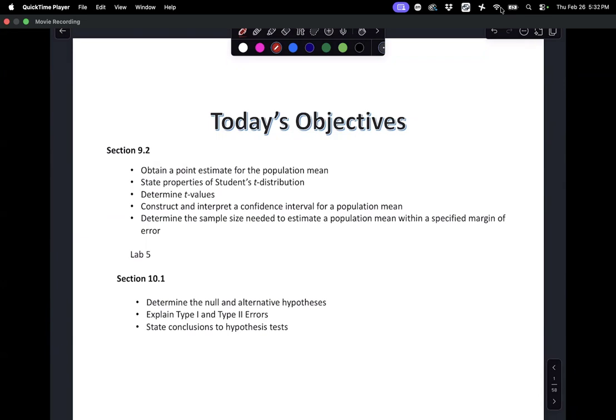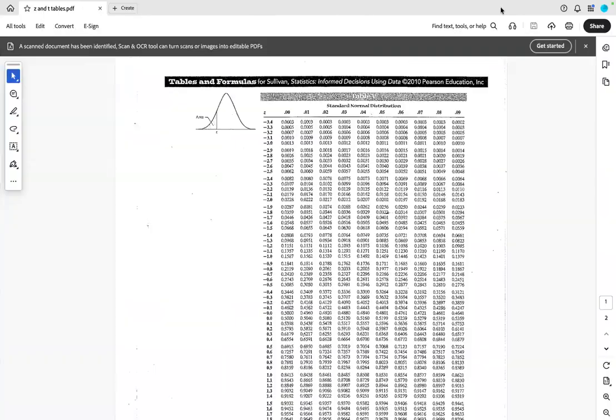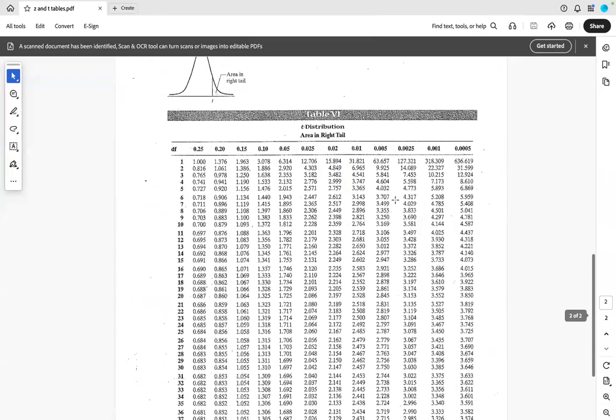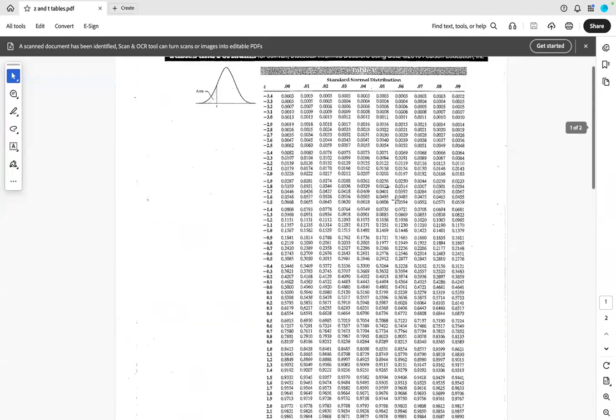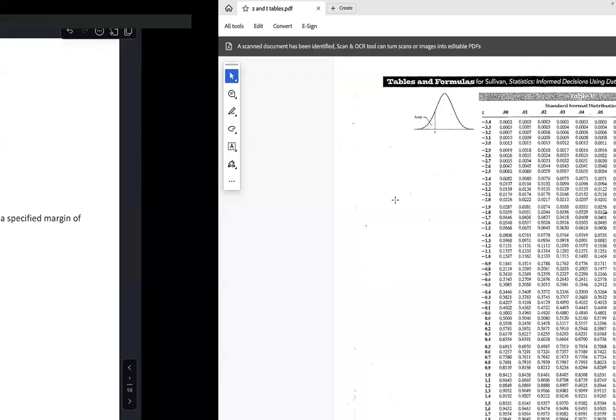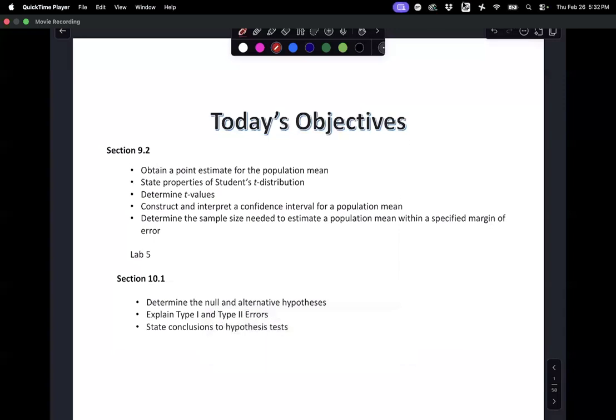So a lot of it's the same, but we're going to be learning about the back side of the Z table. So if you have your Z table, we're going to be flipping it over. We're going to be using the back side of it. So table 6 instead of table 5. So hopefully you've printed it two-sided if you have it printed, because we're going to be using the back side today. And so that's t-values.